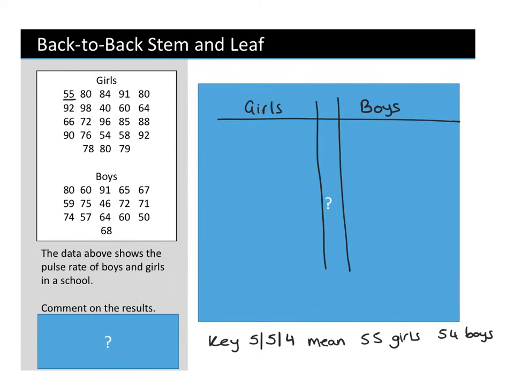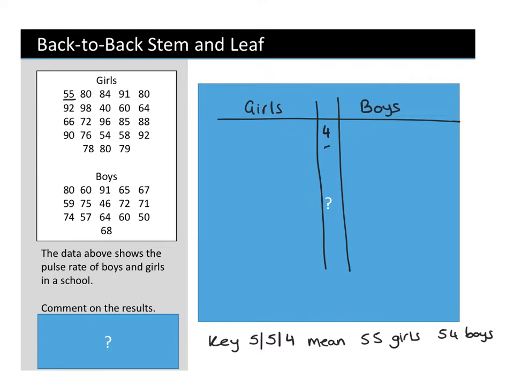The middle column is actually in here. In this case it would be our tens. Okay, so we look for the smallest number in our list. I think it's 40. So I know that 4 is going to be my smallest number. You look for the highest number in the list.